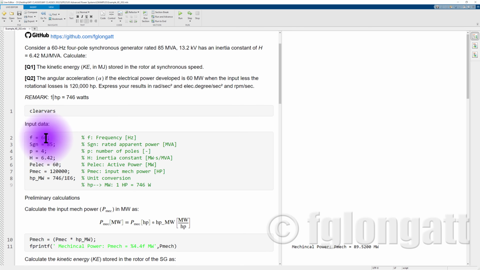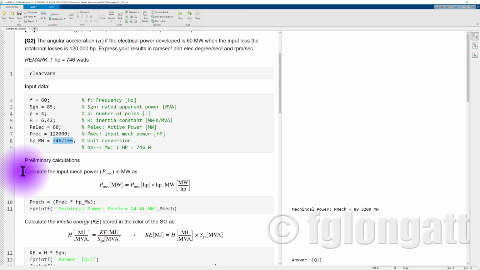The first step is the input data: frequency 60 Hz, rated apparent power 85 MVA, 4 poles, and the rotational inertia constant is 6.42 megajoules per MVA. The electrical power delivered at the stator of the synchronous machine is 60 megawatts. And we have the mechanical power, in this case 120,000 horsepower. We define here a small constant to provide the conversion, in this case converting from horsepower to megawatts.